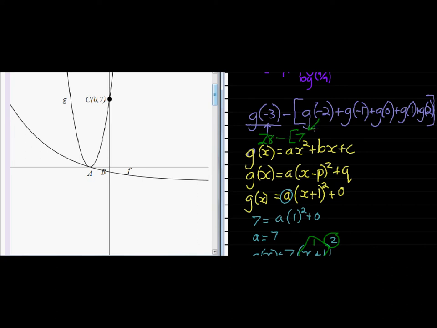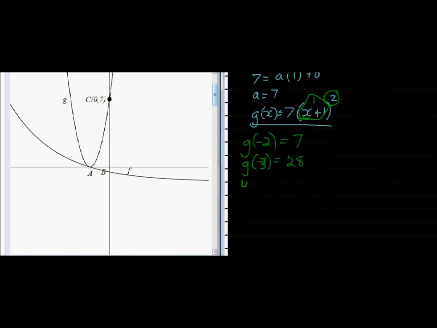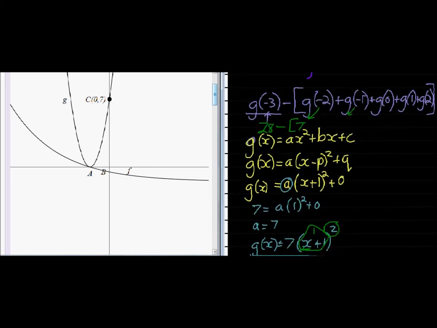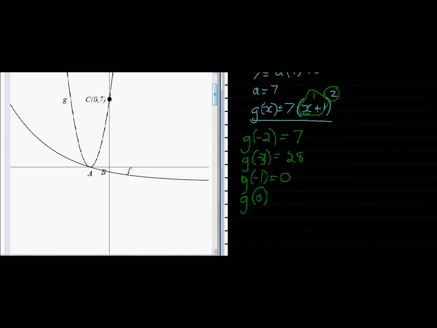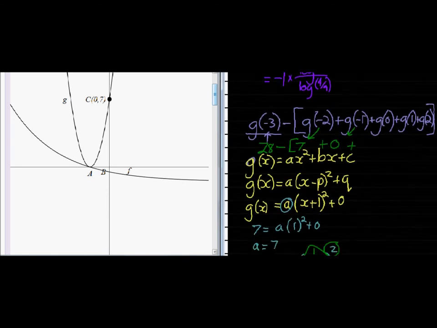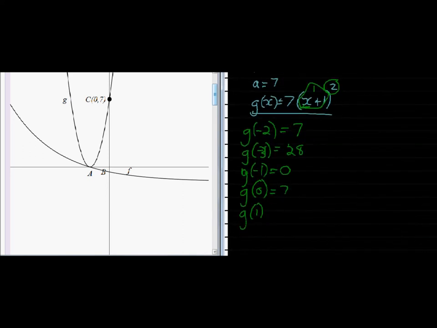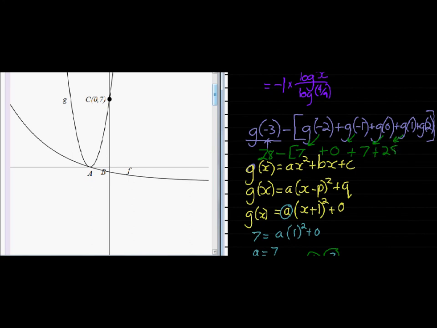And now, we already did g of negative 2. Now g of negative 1. g of negative 1 is equal to negative 1 plus 1 is 0. 0 squared is 0. Times 7 is 0. So now g of 0: 0 plus 1 is 1. 1 squared is 1. Times 7 is 7. Then g of positive 1: 1 plus 1 is 2. 2 squared is 4. Times 7 is 28. Now g of 2, I think that's the last one.